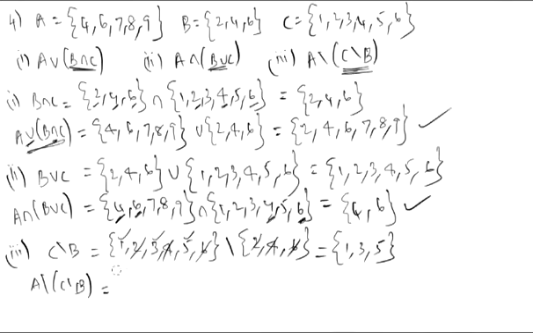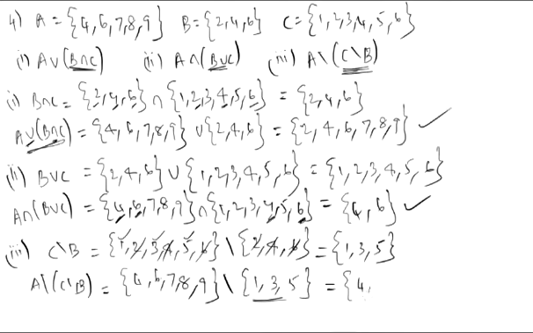Next, A set difference, C set difference B. A is 4, 6, 7, 8, 9, set difference 1, 3, 5. 4 is not there, 6 is not, 7 is not, 8 is not, 9 is not. So there is nothing you can subtract from this set. What will be remaining? It will be 4, 6, 7, 8, 9, this set itself.